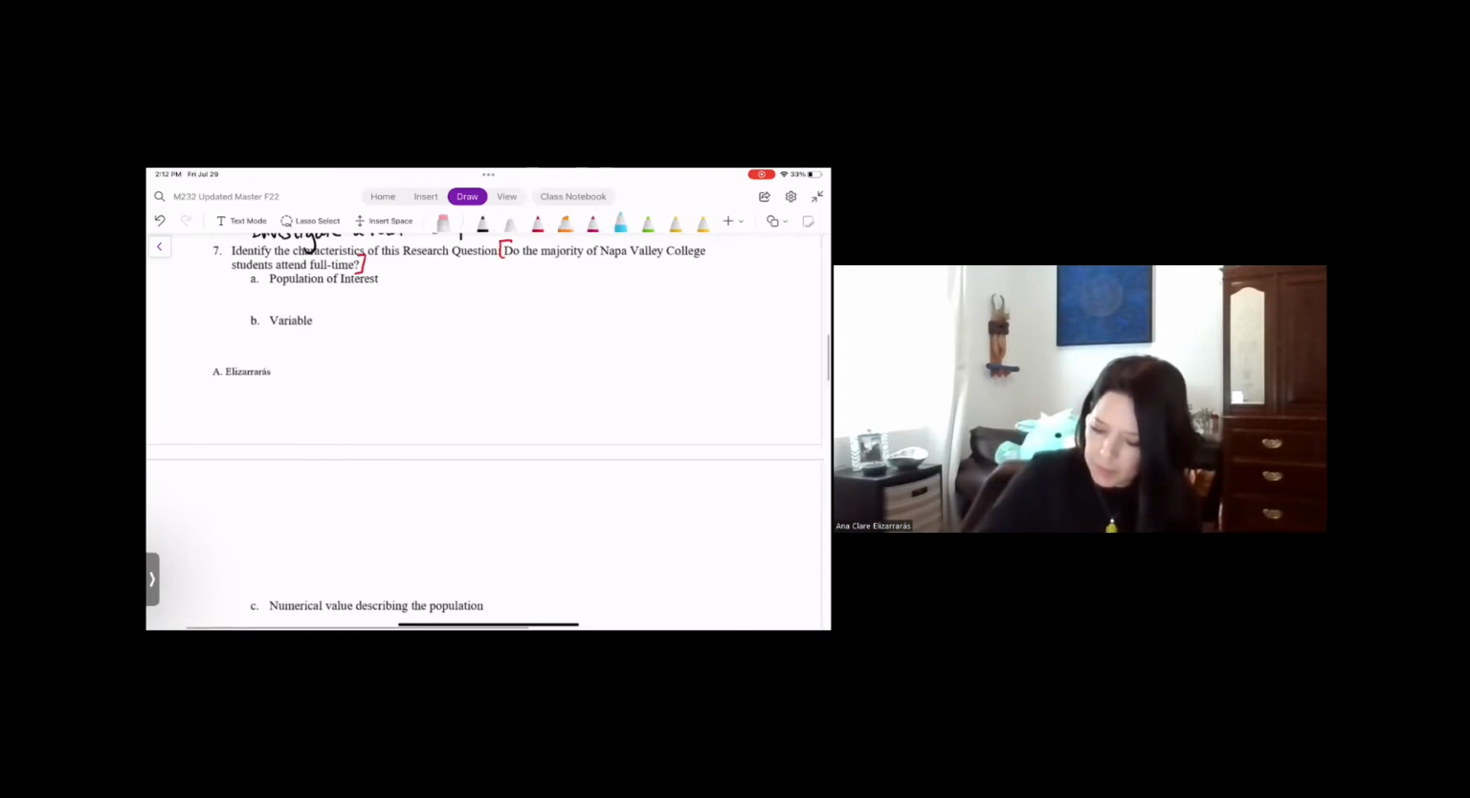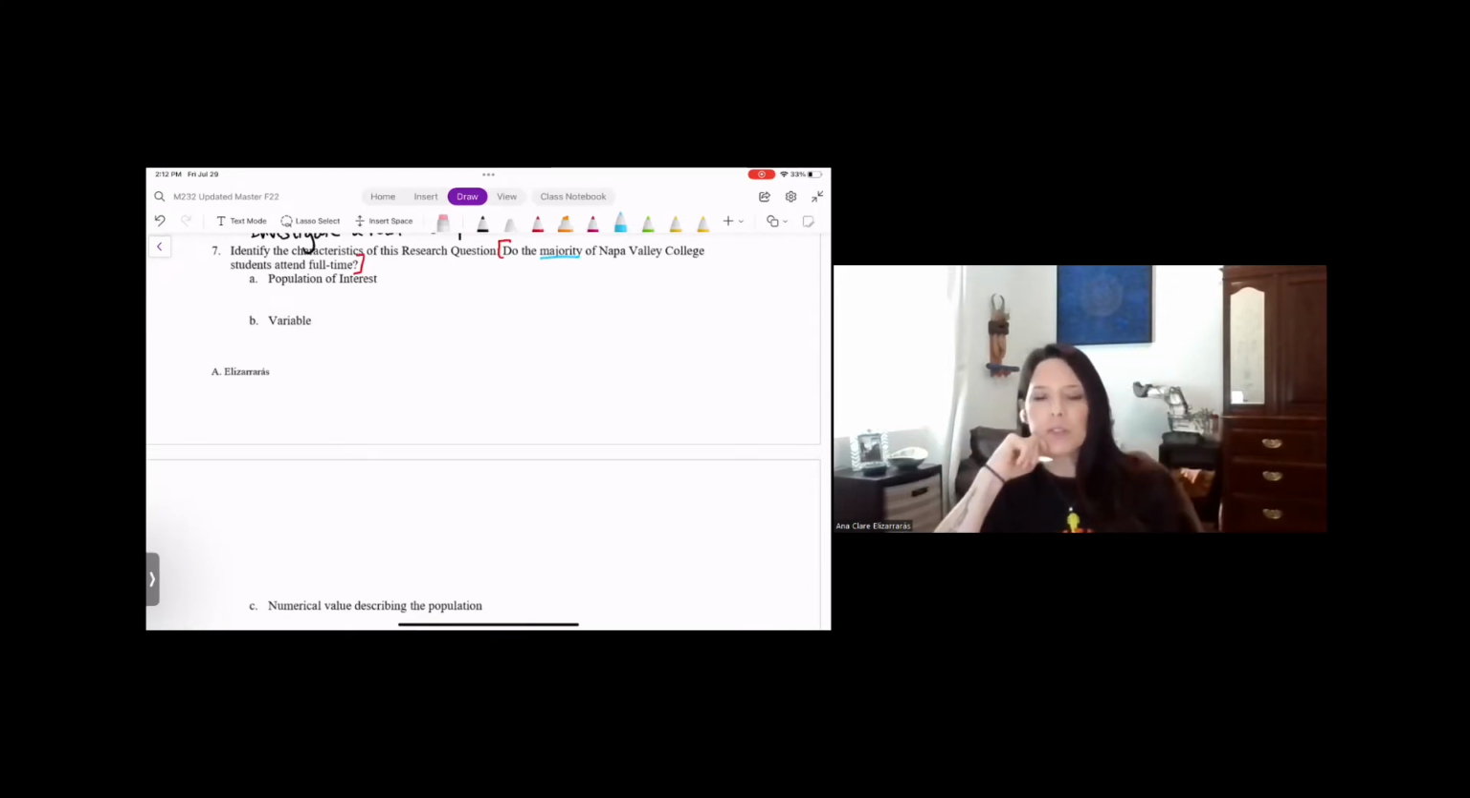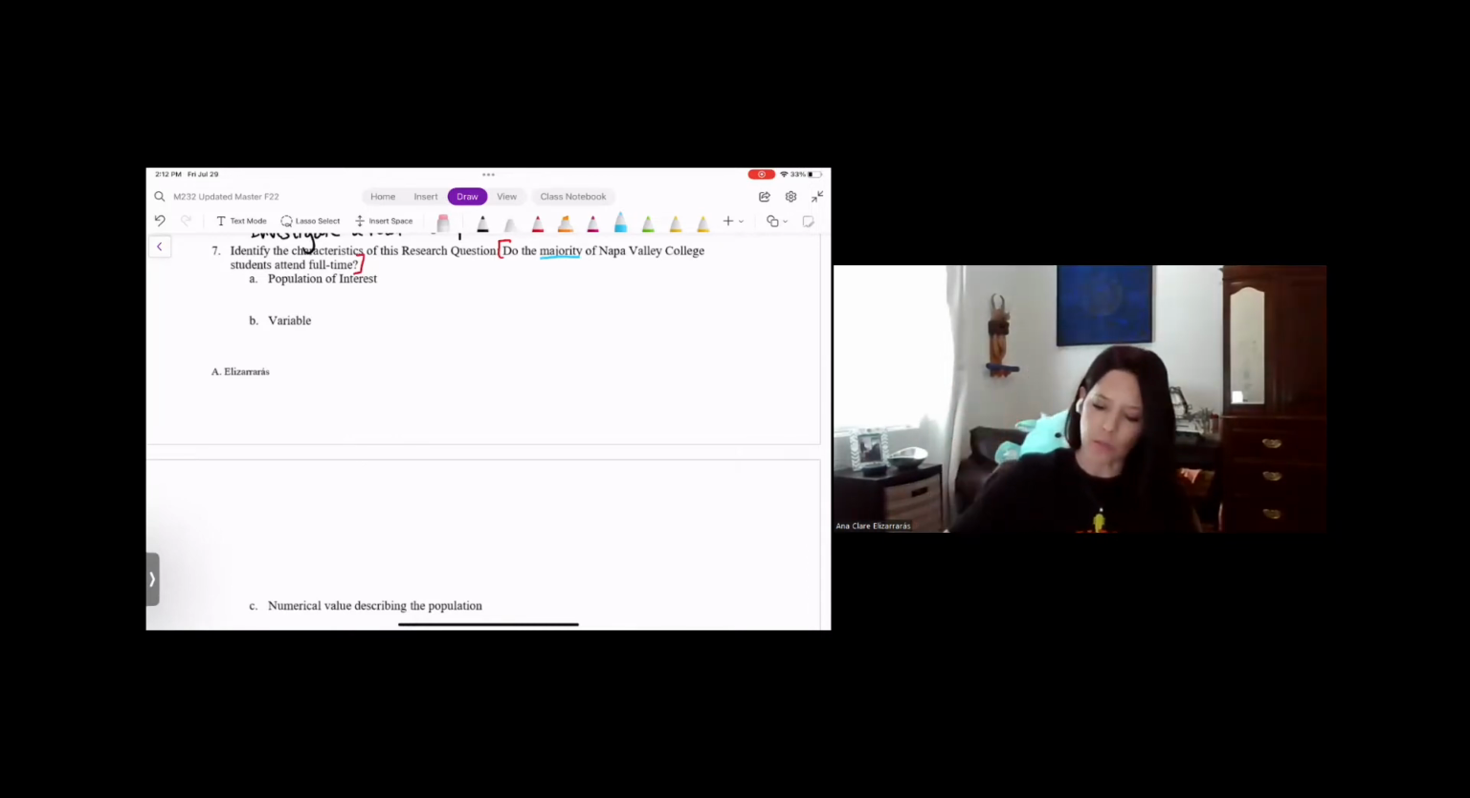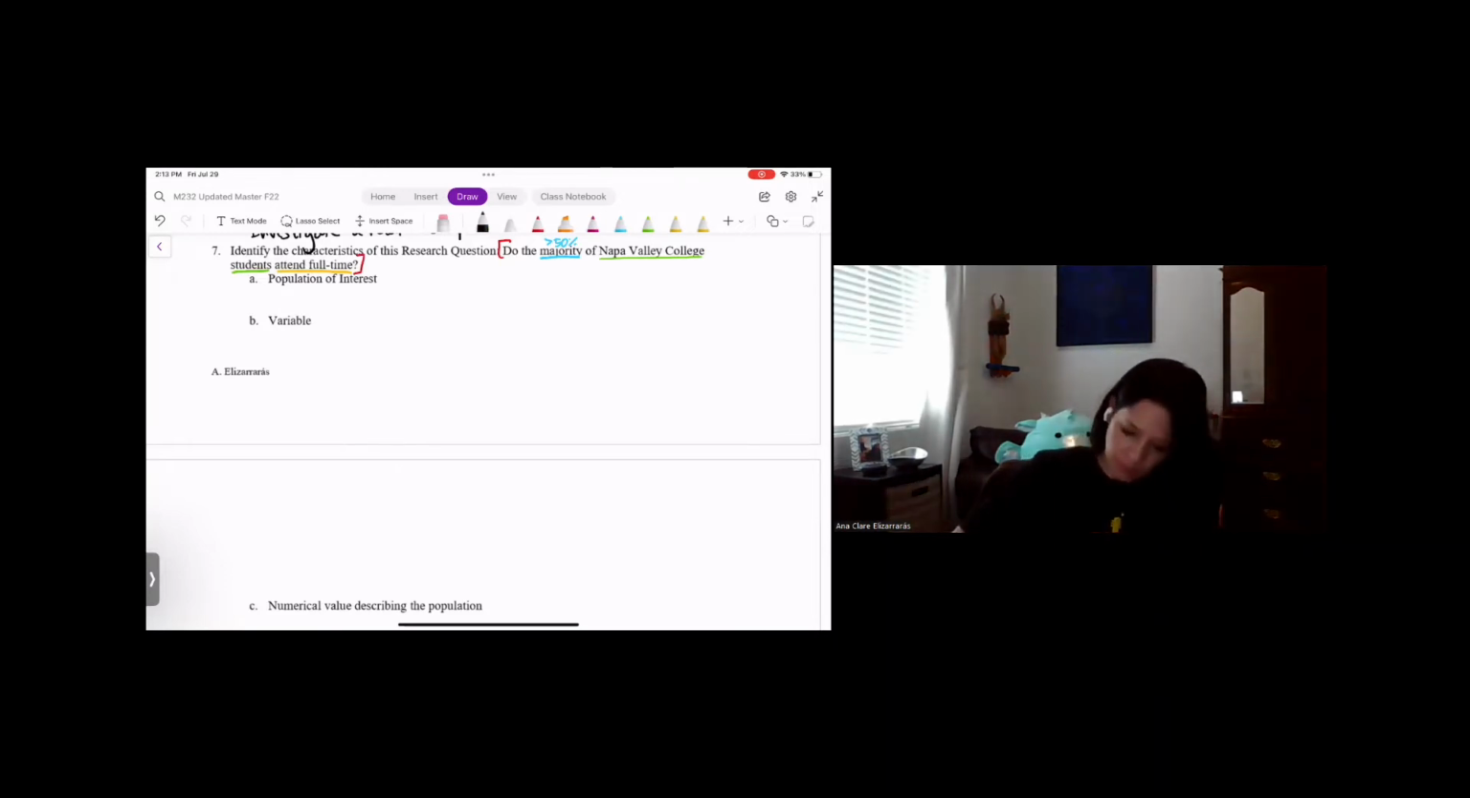Majority might not seem like something that's important to you, but majority means more than 50%. So you want to put that into your vocabulary bank, that majority is more than 50%. And then I'm talking about Napa Valley College students. And I also say attend full-time. So those are 3 different things that are important that are going to help me identify different pieces of information. The population is Napa Valley College students.